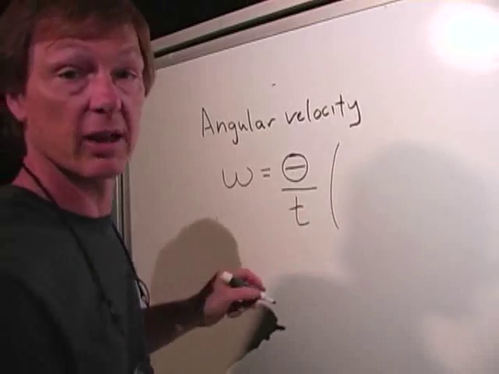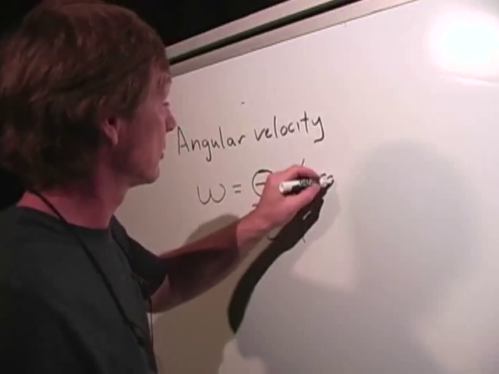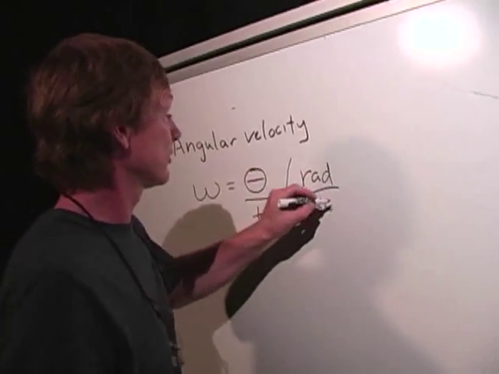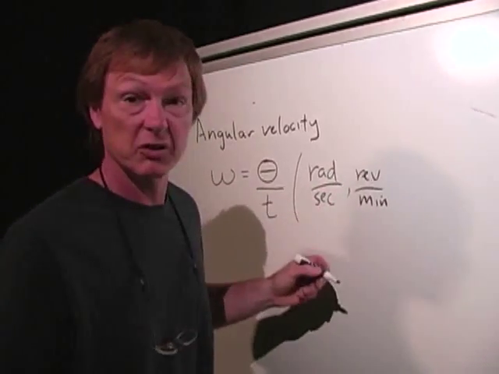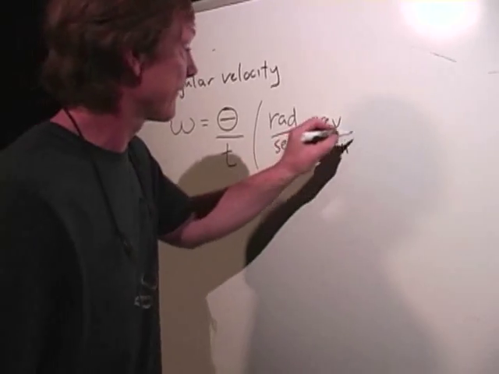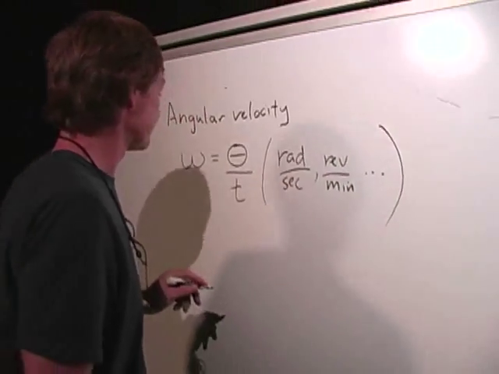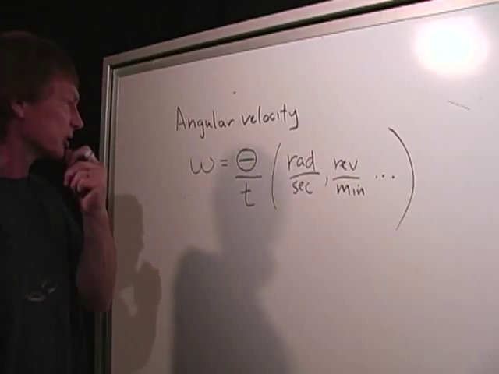And the units would be those of angle over time. It would be radians per second, revolutions per minute, degrees per second, anything like that. So I'll put that in there. So we should do an example.